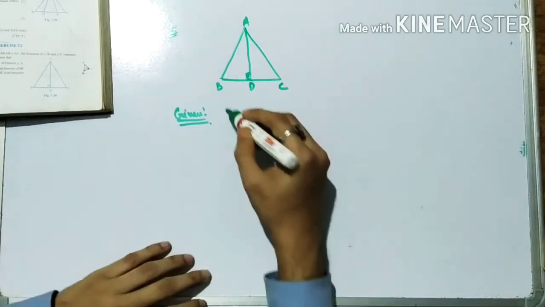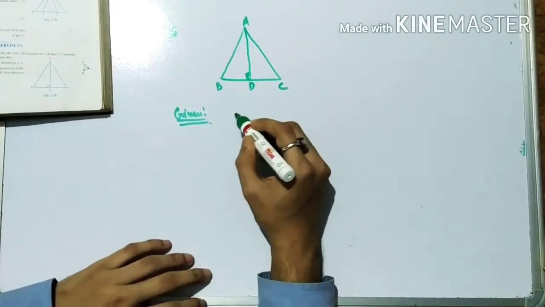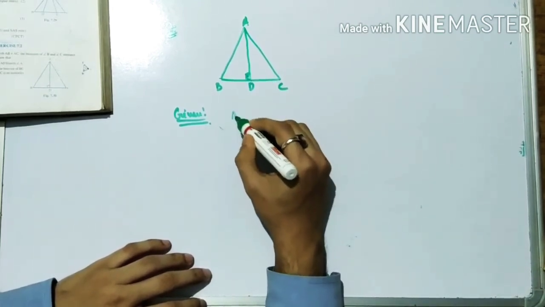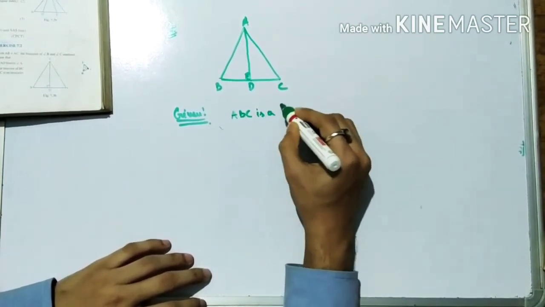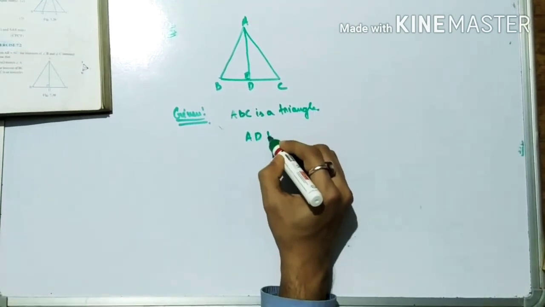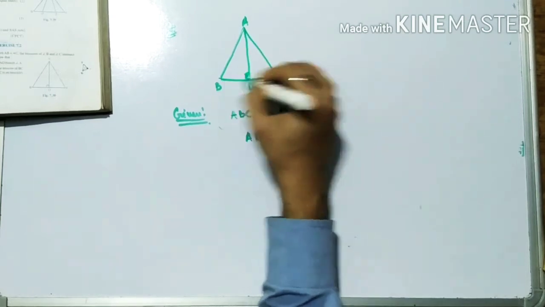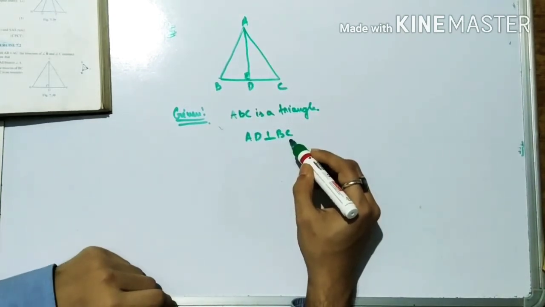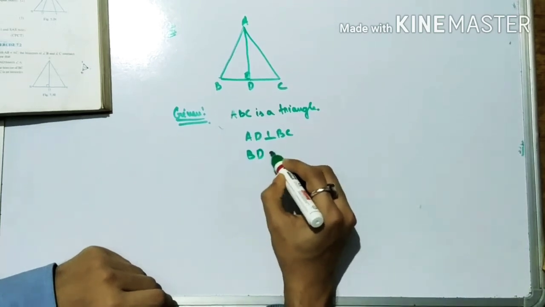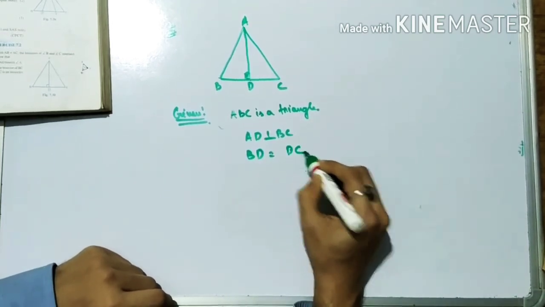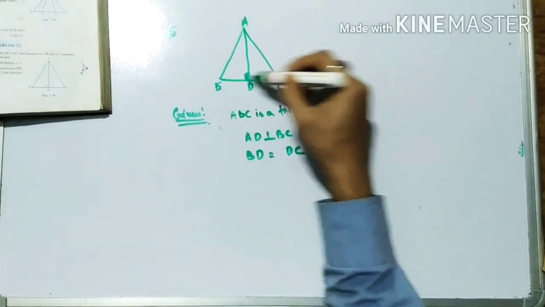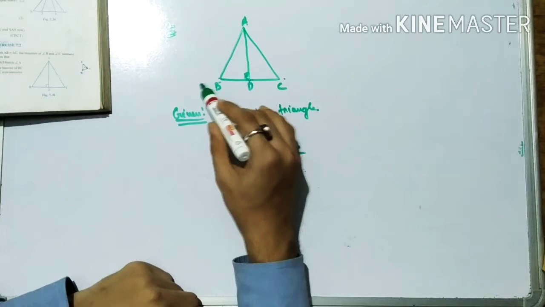So now in here, what are the things given? This is our given, that ABC is a triangle, and AD is perpendicular to BC, given. And BD is equal to DC. Why can I say that? Because AD is the perpendicular bisector of BC.